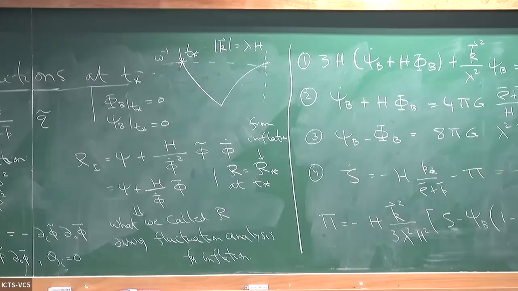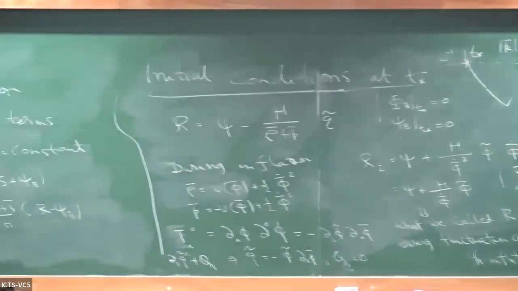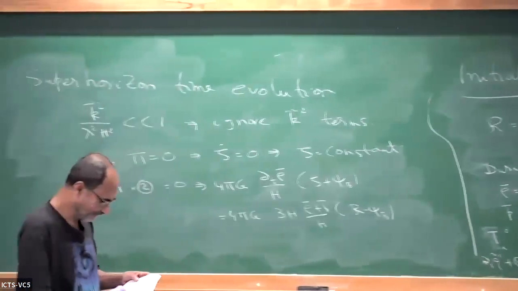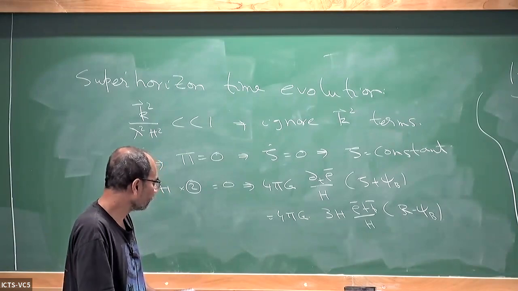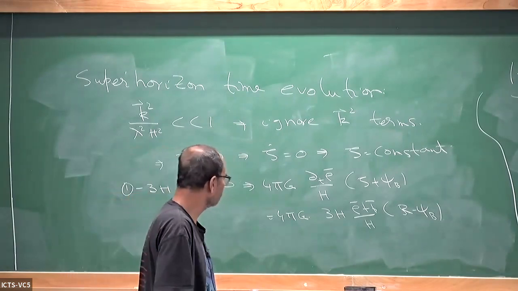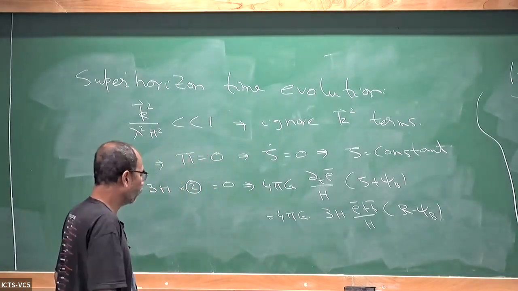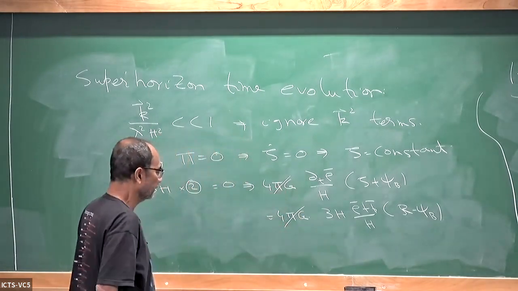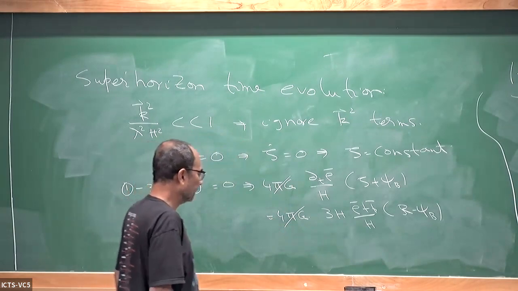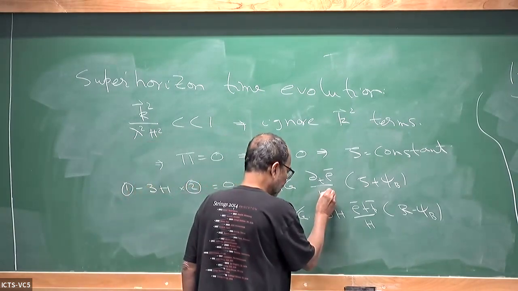Yeah, the camera is not moving again. okay, hopefully it will start moving. Is it moving? Okay. Is it okay? So 4 pi g gets cancelled on both sides. H in the denominator also you can cancel.